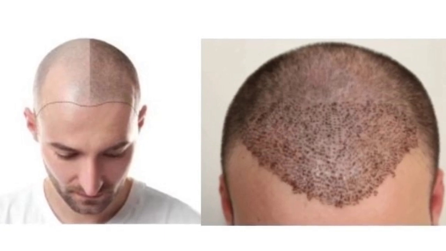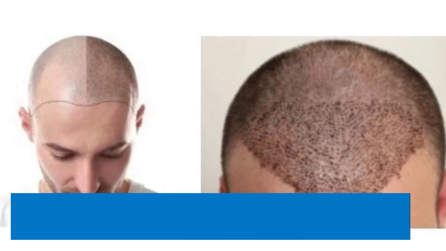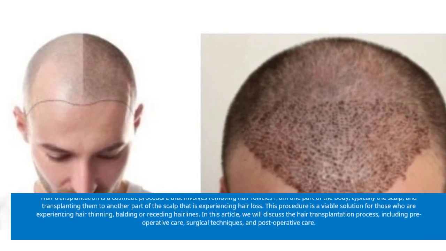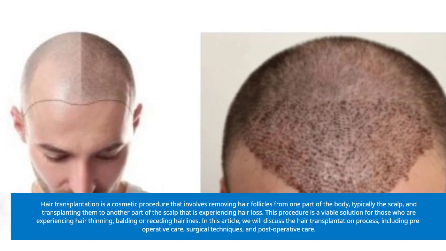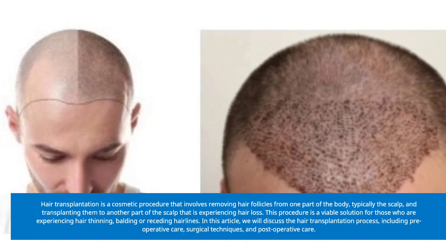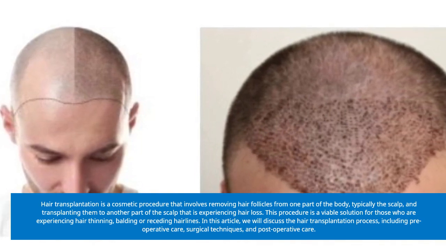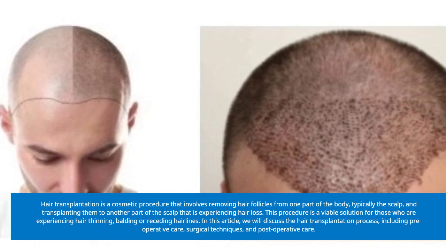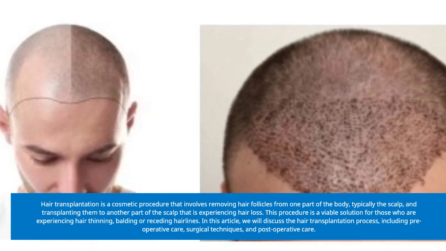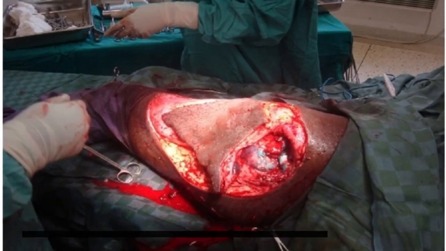Hair transplantation is a cosmetic procedure that involves removing hair follicles from one part of the body, typically the scalp, and transplanting them to another part of the scalp that is experiencing hair loss. This procedure is a viable solution for those who are experiencing hair thinning, balding or receding hairlines. In this article, we will discuss the hair transplantation process, including preoperative care, surgical techniques, and postoperative care.